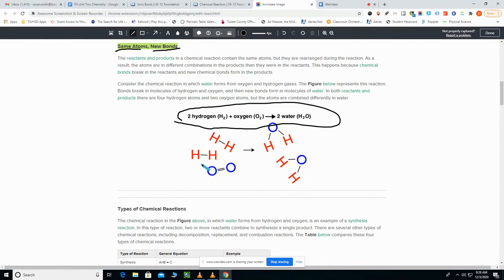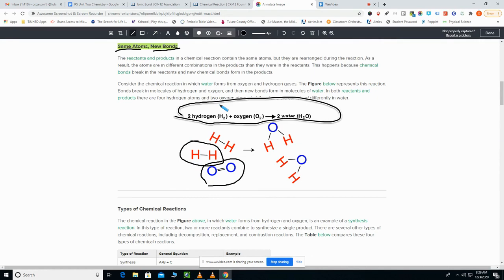Hydrogen is a flammable gas. Oxygen is essential for us to live. When hydrogen and oxygen undergo a reaction, here are reactants, they will form a new product, water, H2O. Here's our product. And so the properties of water are completely different than the properties of hydrogen in its pure form and oxygen in its pure form before they react.